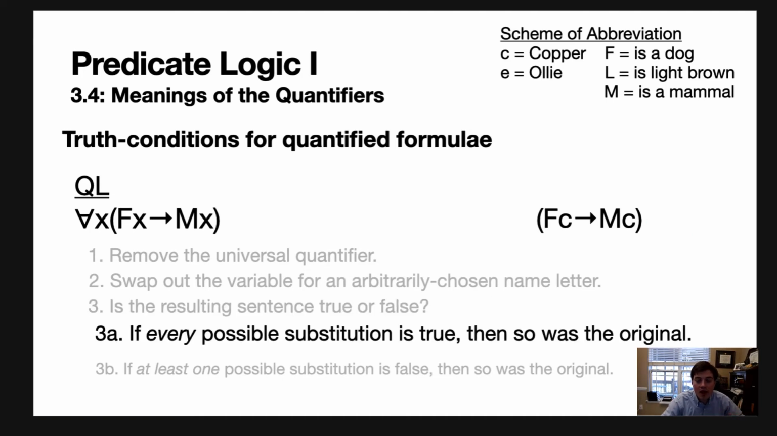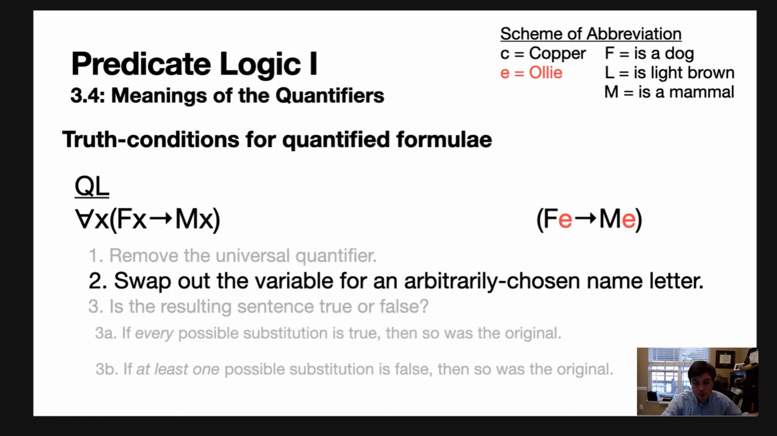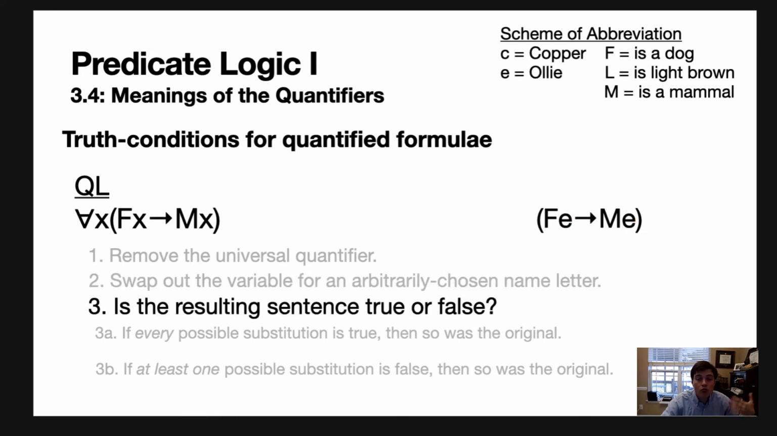Now, if every possible substitution of name letters for variables is true, then our original universally quantified sentence is also true. So one method is to go in and swap out the variable for the other name letter. And here we've got lowercase e for Ollie, so let's do that, and then we'll repeat the process and ask ourselves, is that true or is that false?